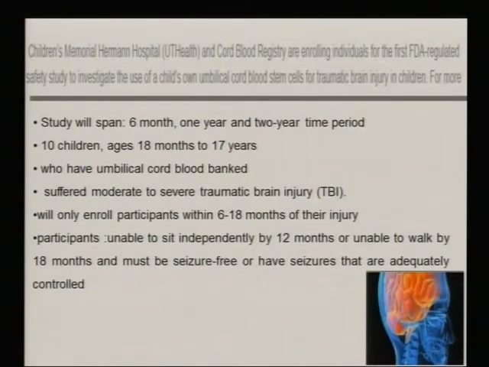This is the study which is going to take place in Chicago, where they are going to target children who have undergone traumatic brain injury and whose cord blood has been preserved in the cord blood bank registry. This is a very good example of having a public cord bank where you can have your own stem cells for use in this. It is yet to take off, and this is very interesting.